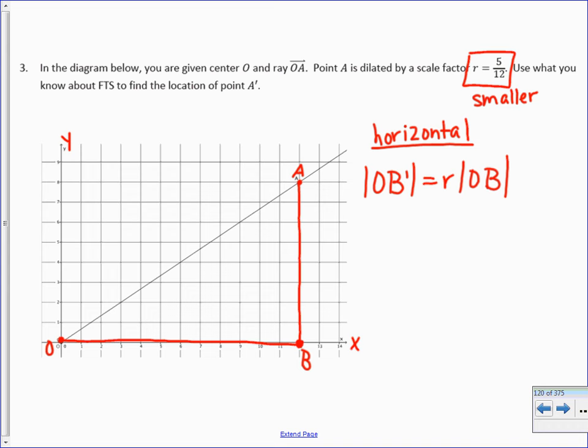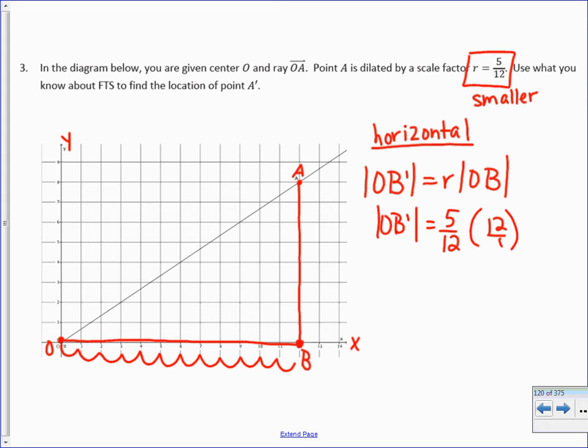Let us fill in the information that I know. I do know my scale factor is 5/12. That they gave me in the problem. I do know the length of segment OB. I can actually count it. 1, 2, 3, 4, 5, 6, 7, 8, 9, 10, 11, 12. It is 12 units in length. So I'm going to put it as 12/1. So now my formula is telling me the length of OB prime is equal to 5/12 times 12/1.